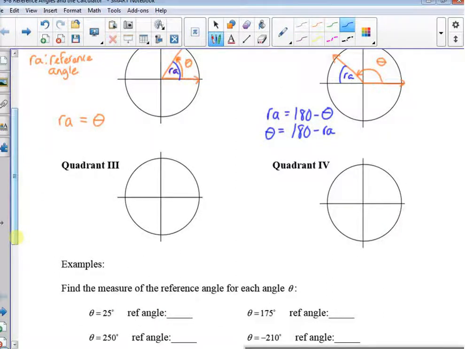In quadrant 3, let's say we have an angle in standard position. So there's theta. The reference angle has to be positive and acute and come off the x-axis. So there's the reference angle. It's off that x-axis. Never are we going to have it off the y-axis. Here's your x-axis. So the measure of the reference angle can be calculated by taking theta and subtracting 180 from it. If you're looking for what theta is and you know the reference angle, then it's 180 plus the reference angle.